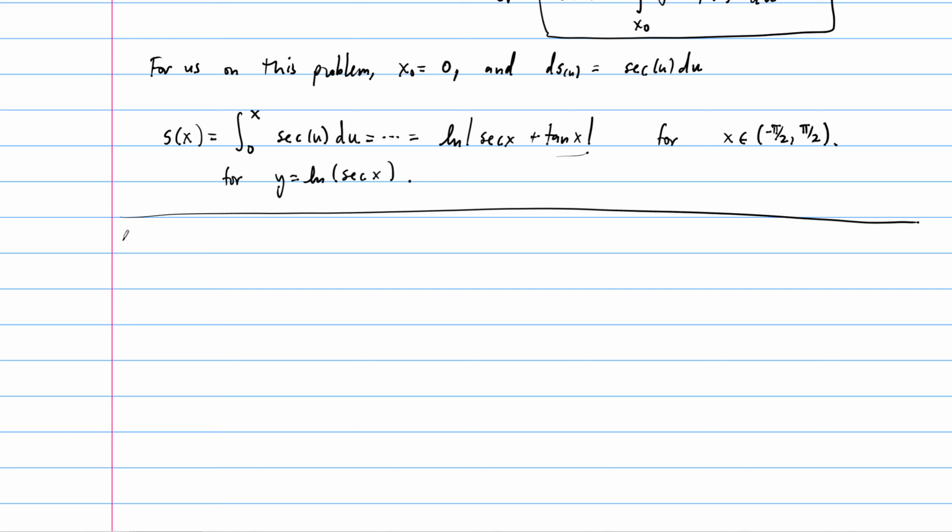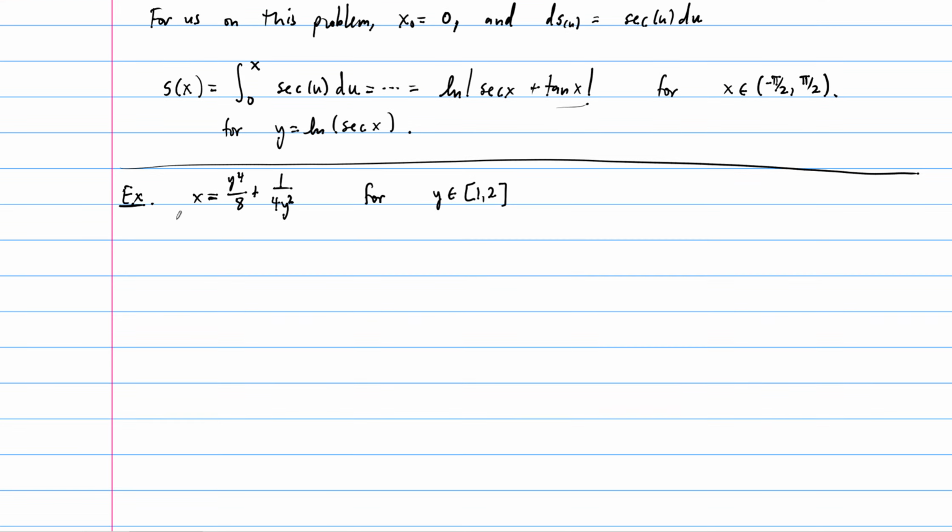All right, here's one more, and then we'll call this video over. This one says, let's say that we have a curve defined by x equals y to the 4th over 8 plus 1 over 4y squared. And this is going to be for y in the interval from 1 to 2. So in other words, the curve varies in the vertical direction from 1 to 2. So this one is given to us in a way that looks like we're going to want to write our ds in terms of y, right?